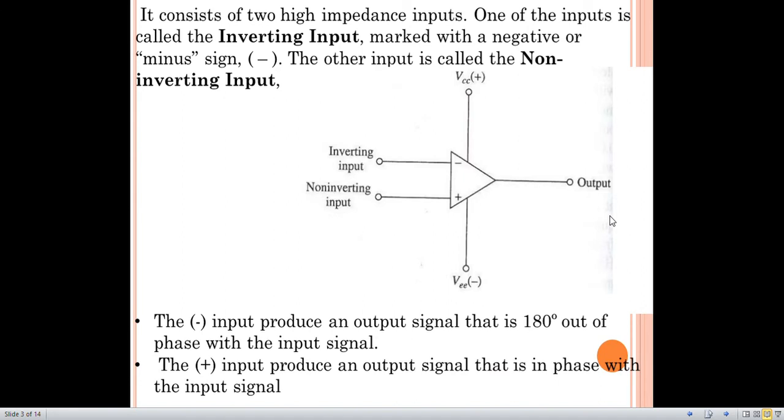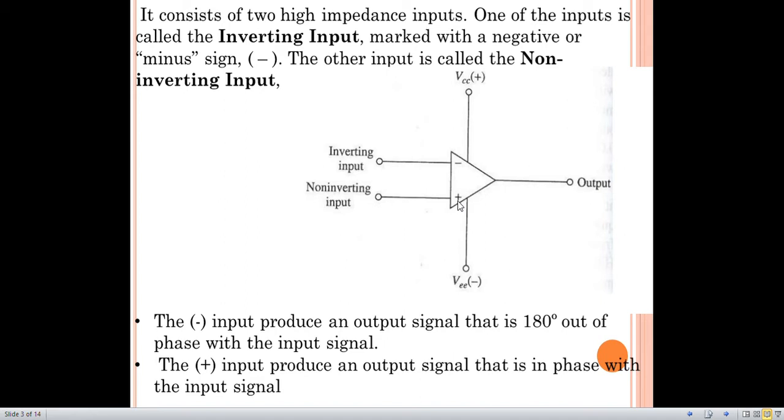The operational amplifier consists of two input terminals. This is the first input terminal. This first input terminal is known as inverting input terminal. It is marked with a negative sign. The another input terminal which is marked with a positive sign, it is termed as non-inverting input terminal.